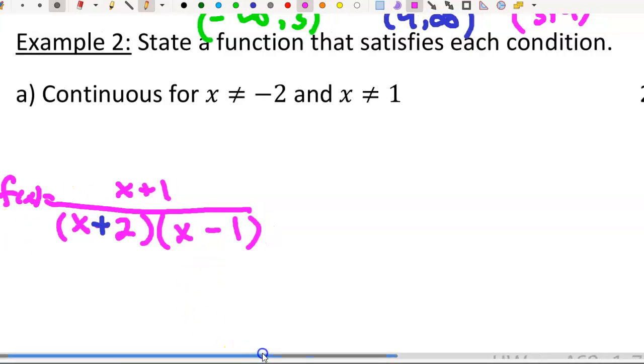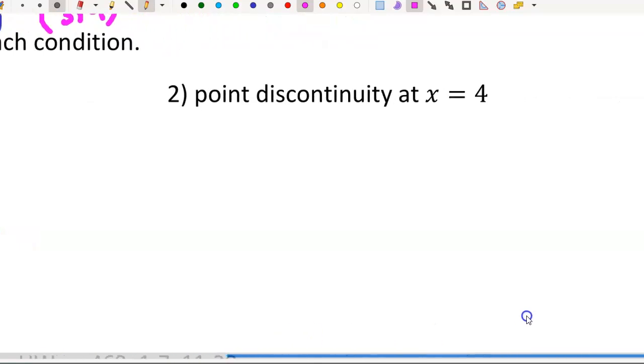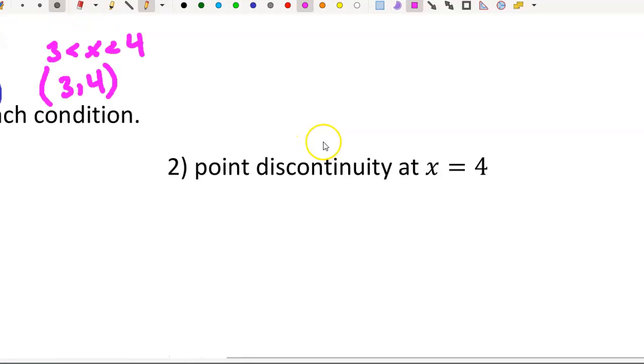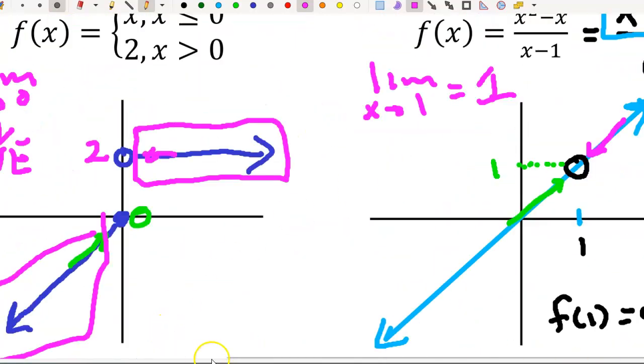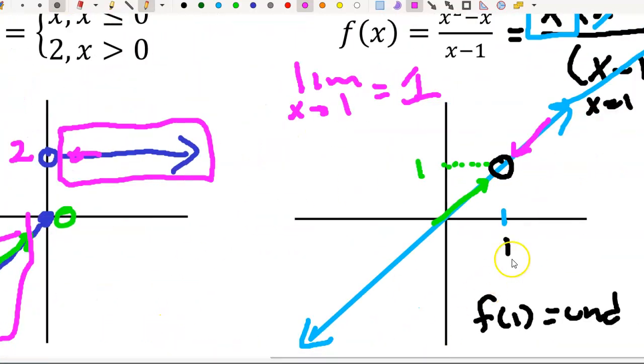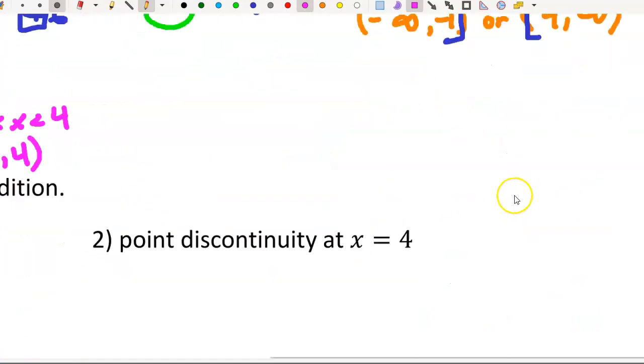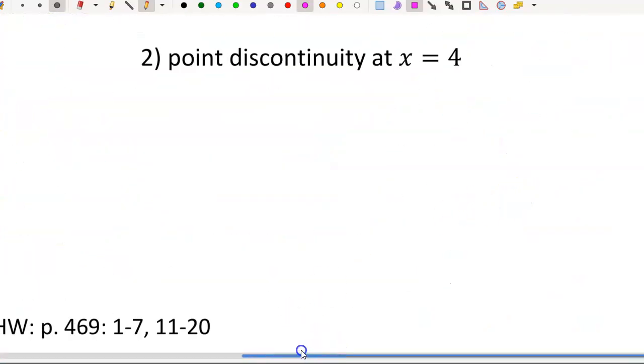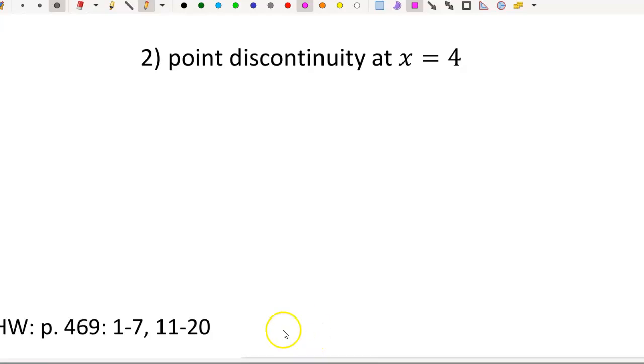All right, I'll let you guys try this one. Just do something with point discontinuity at 4. So use this example, but instead of having it occur at 1, you want to have it occur at 4. So just reverse engineer it, and there are lots of correct answers. Just choose the one that's more simple, maybe based upon the example, just for simplicity's sake.